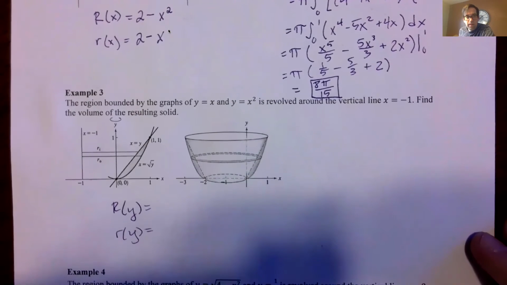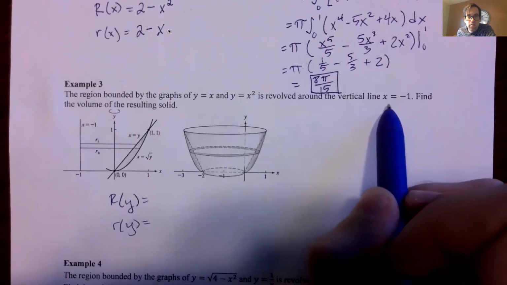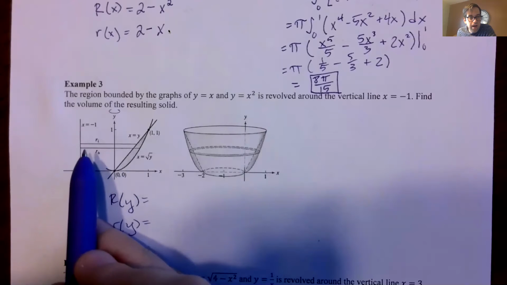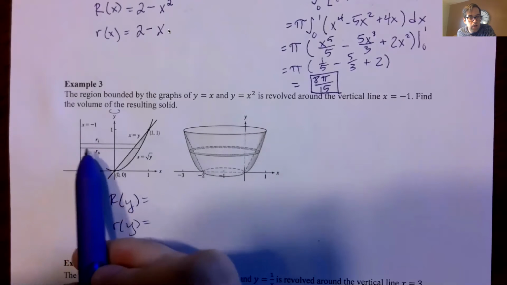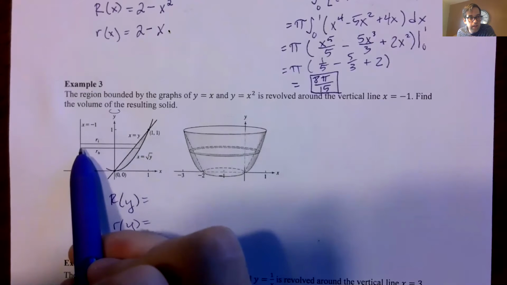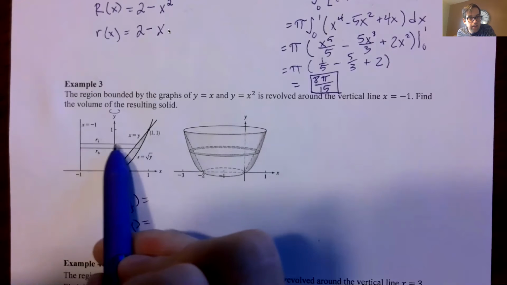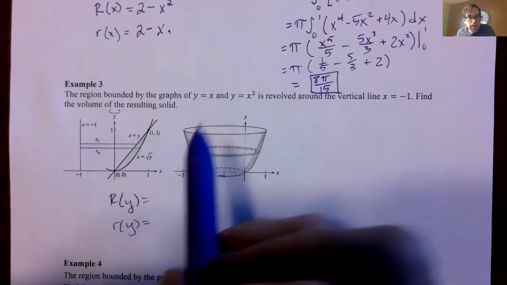Oh, you know what? I think I keep saying that we're revolving about the y-axis, but we're not. We're revolving about the vertical line x equals -1. My apologies, I wasn't looking at the picture correctly. So we've got to go all the way from this curve to the vertical line x equals -1 as our outer radius, and our inner radius goes from y equals x all the way to -1.